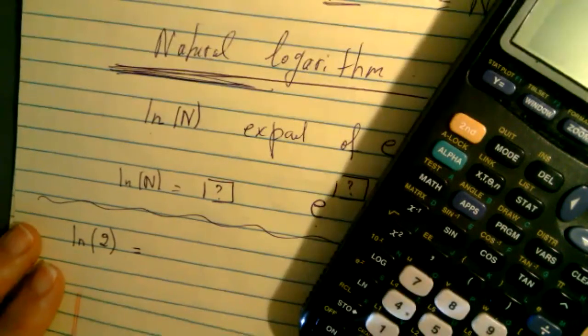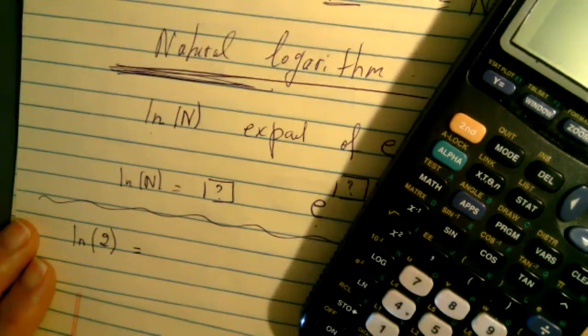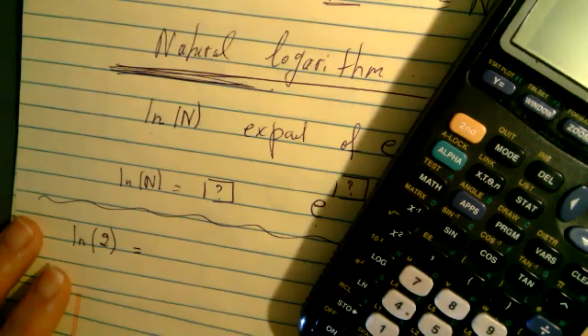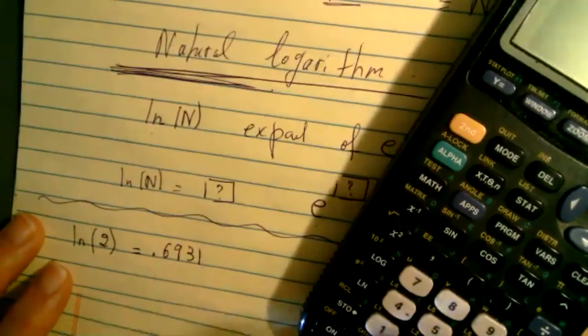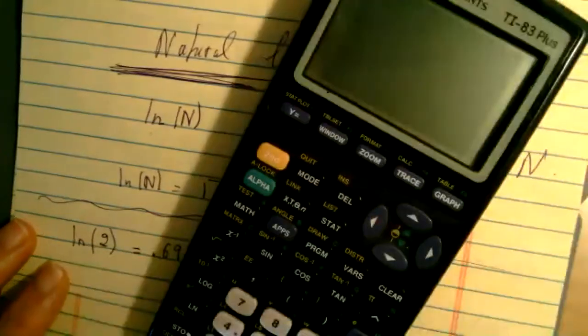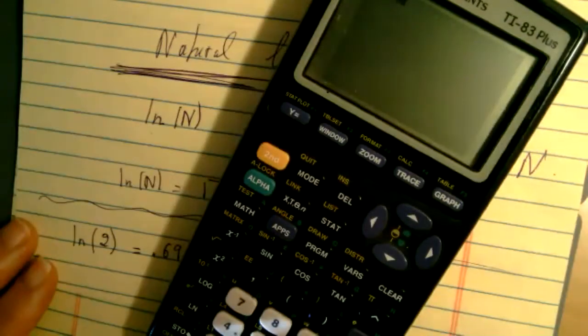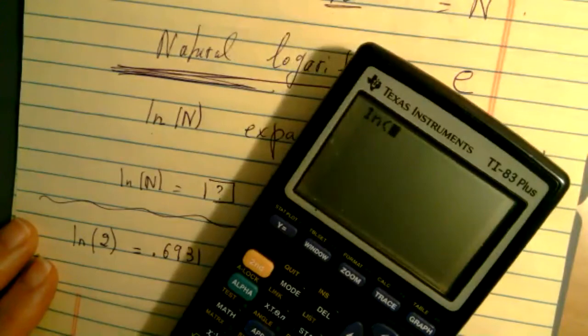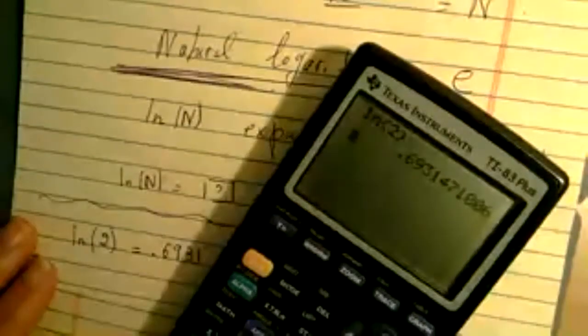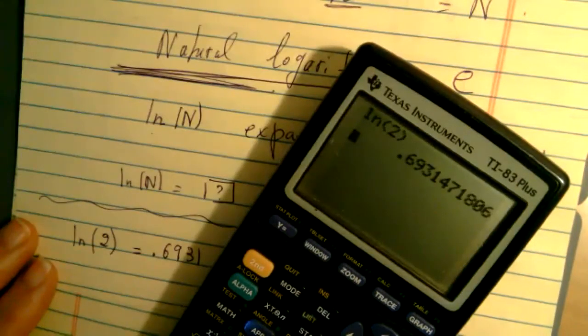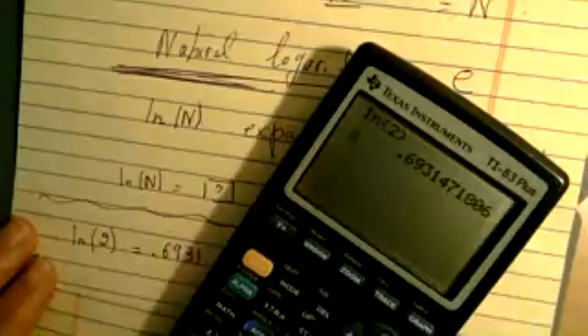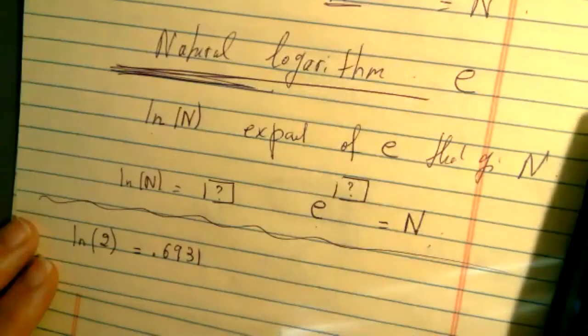Just to make sure we're on the right track, all of us. 0.6931. That's my memory, 0.6931. So now I'm going to do it with you. So ln, I hit the button of 2, close my parenthesis, 0.693147. Okay, what does this number mean?